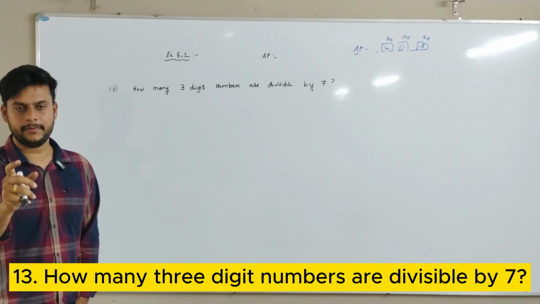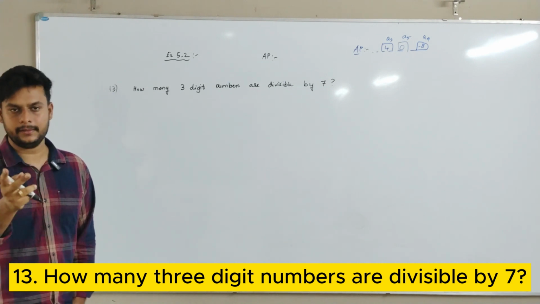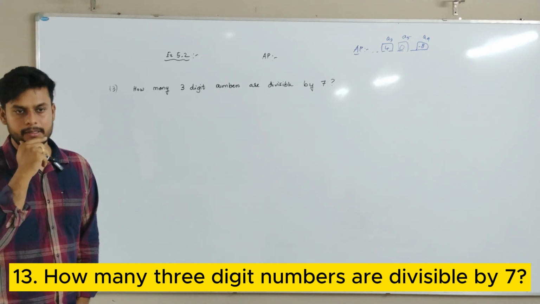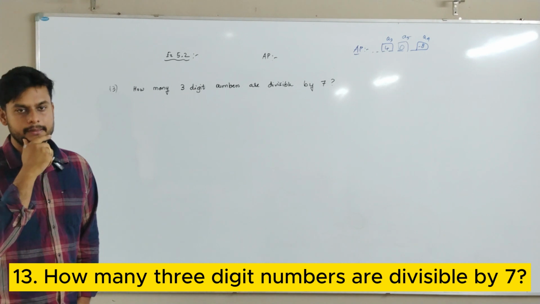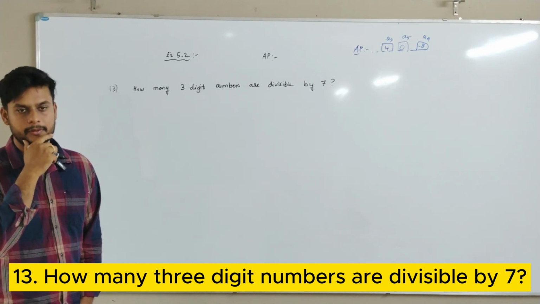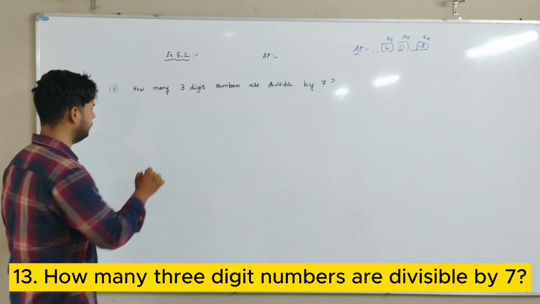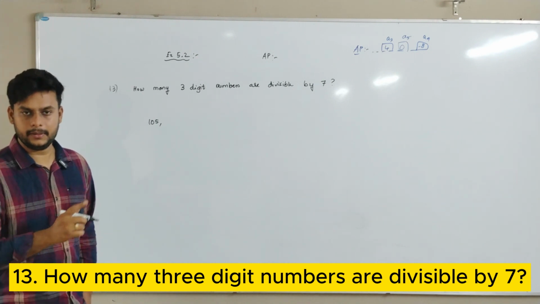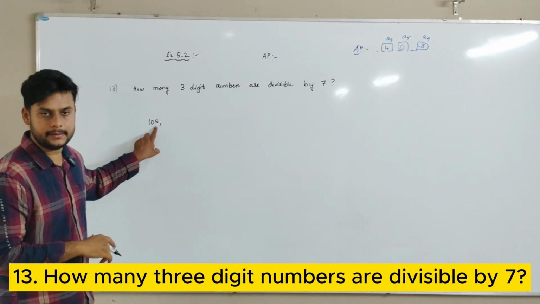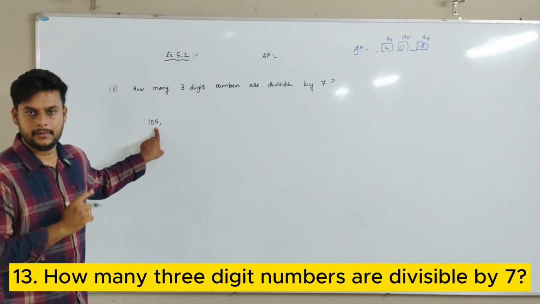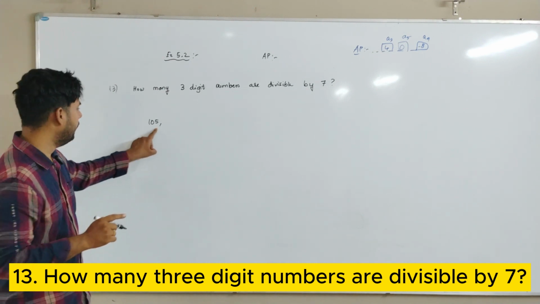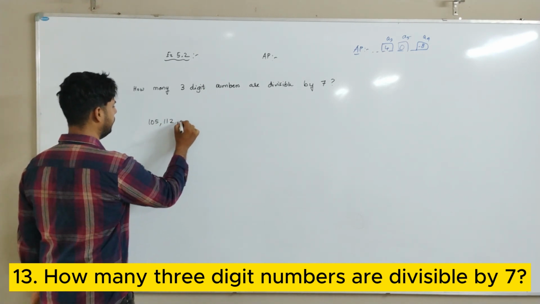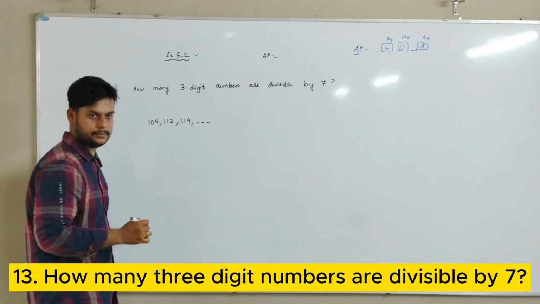So which is the first 3-digit number which is divisible by 7? After 99 is 100 divisible by 7? Is 101 divisible by 7? No. 102, 103, 104, 105. 105 is divisible by 7. This is the first 3-digit number that is divisible by 7. 7 times 15 is 105. After 105 what will come? 112, 119 and so on. Okay.